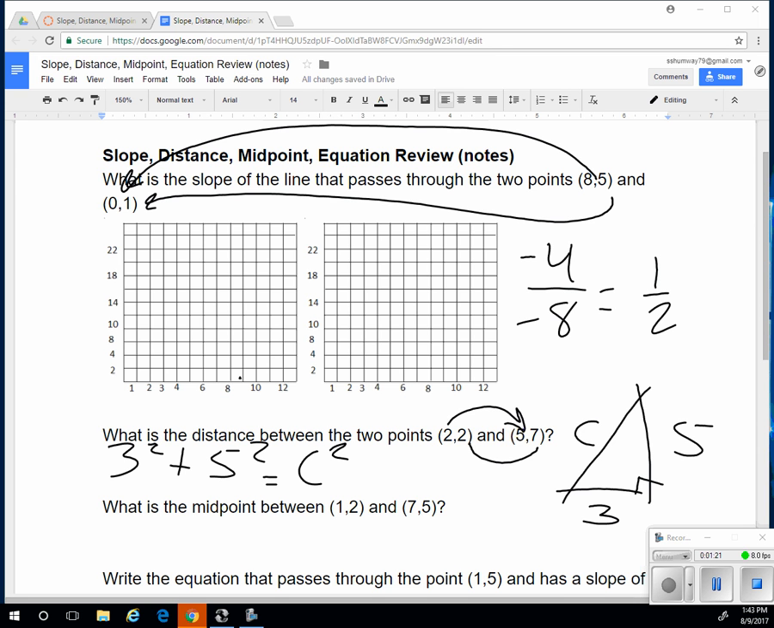3 squared is 3 times 3, which is 9. 5 times 5 is 25. So that becomes 34, and that is c squared. So c squared equals 34. If we want to find out what c is, we take the square root. The calculator says that this length right here is the square root of 34, which is 5.8.